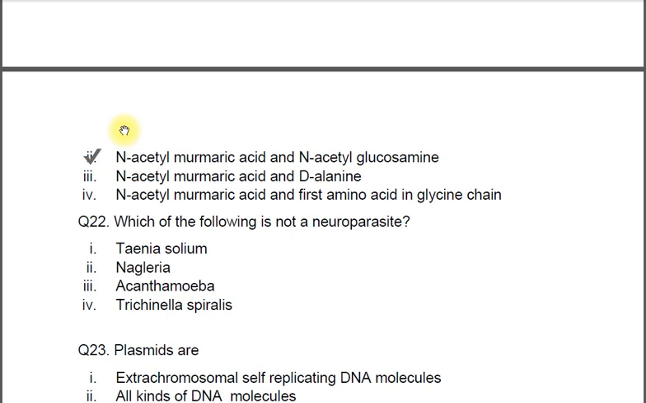Lysozyme causes the hydrolysis of beta 1 to 4 linkage between the NAM and NAG. NAM is N-acetyl murmuric acid, and NAG is the N-acetyl glucosamine.